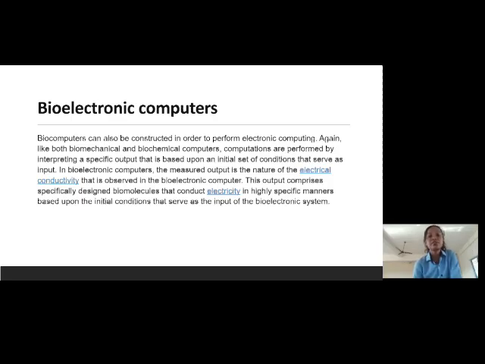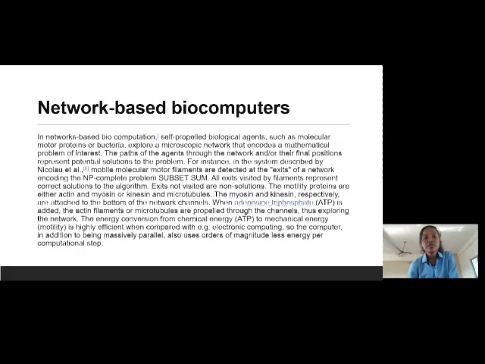In bioelectronic computers, the measured output is the nature of the electrical conductivity that is observed in the bioelectronic computer. This output comprises specifically designed biomolecules that conduct electricity in highly specific manners based upon the initial conditions that serve as the input of the bioelectronic system.